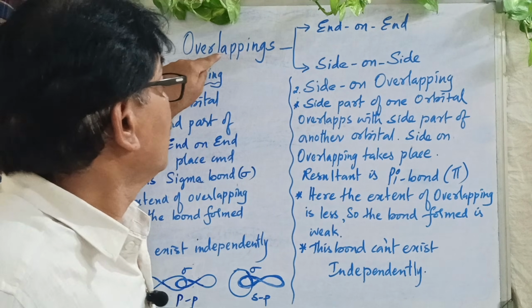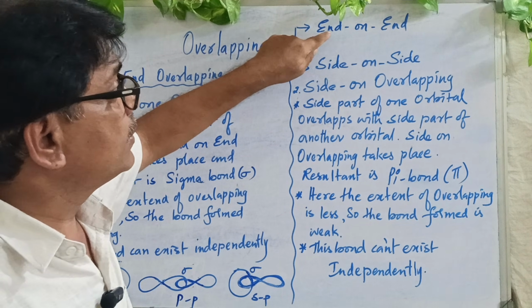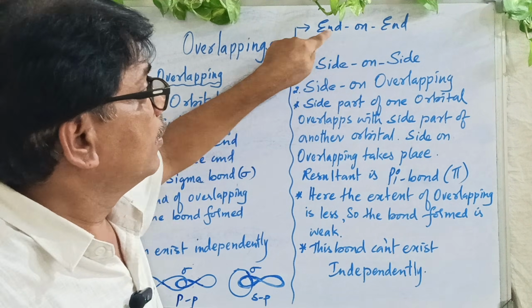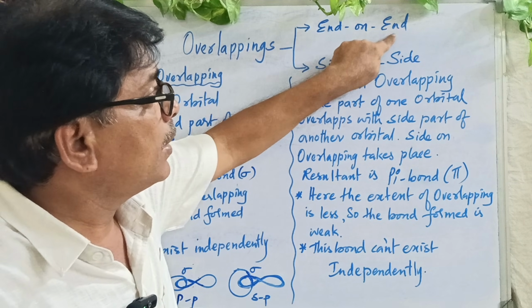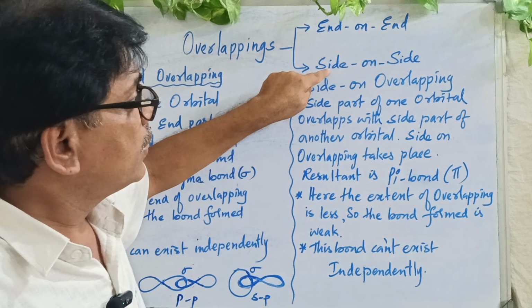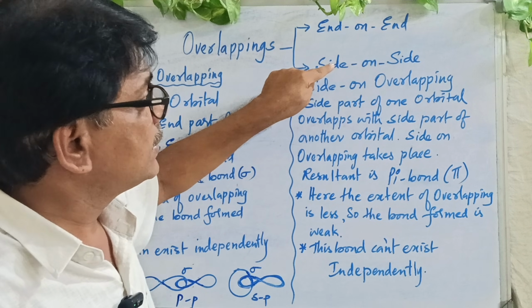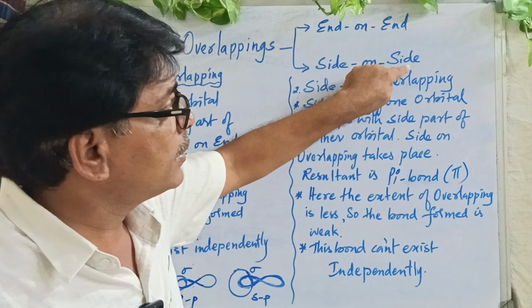Look at the board. Overlappings are of two types. One is end on end. One end overlapping other end. Other one is side on side. One side is overlapping other side.